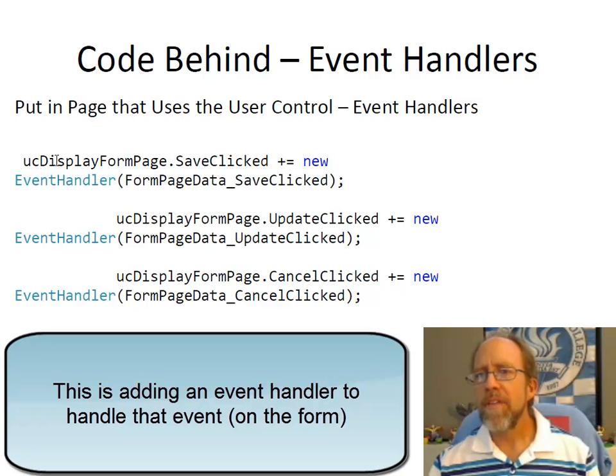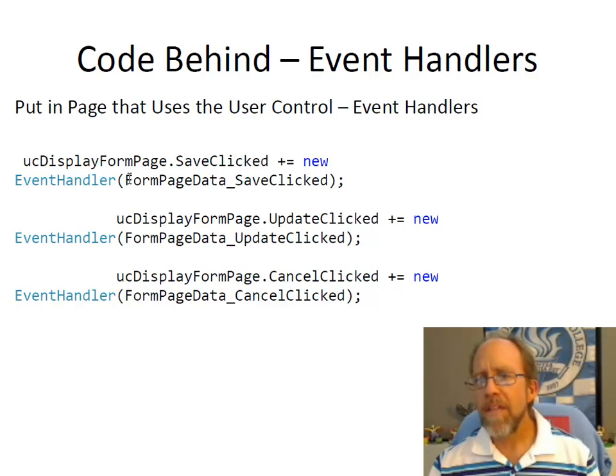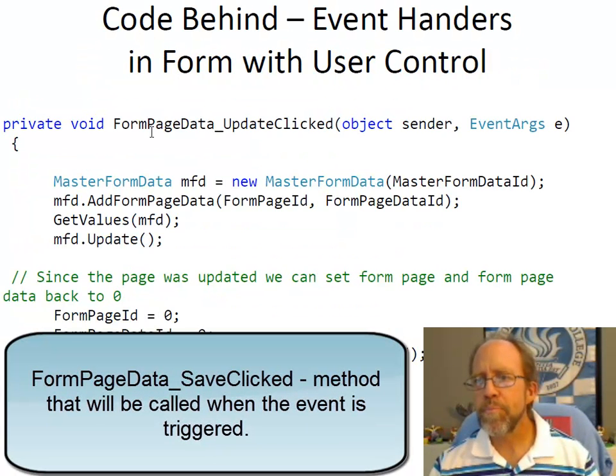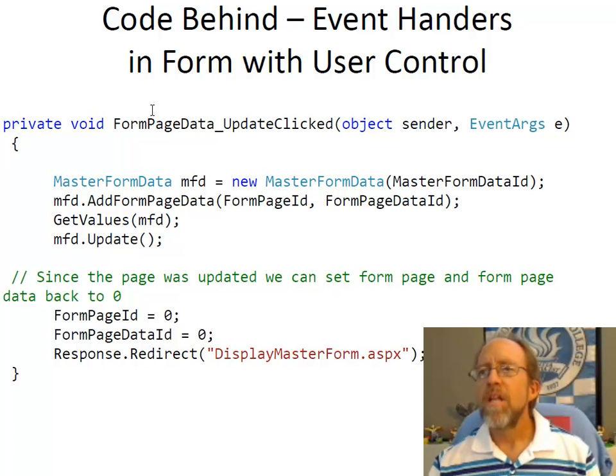So in other words, in the case where the user control's save is clicked, you have an event handler that's prepared to handle that. And this is the name here. It's the name of the method that's going to handle that. And you have it for all three situations: the save, the update, and the cancel. So what actually happens in this? Let's just look at one of these. Let's look at the update clicked.